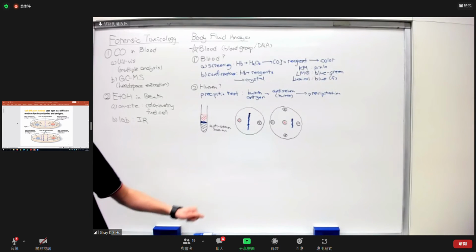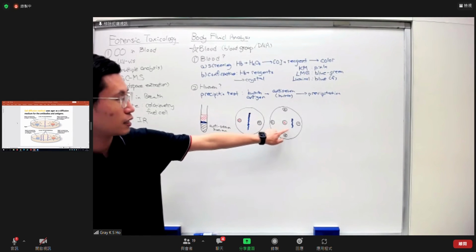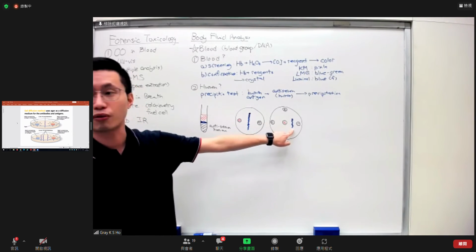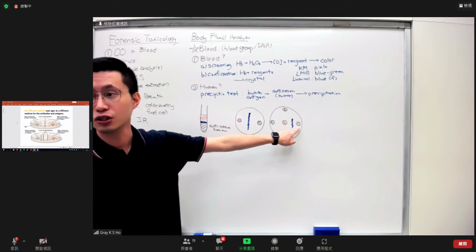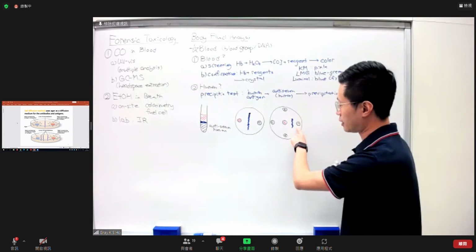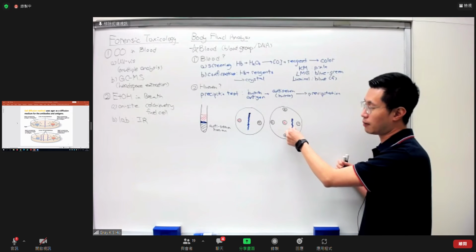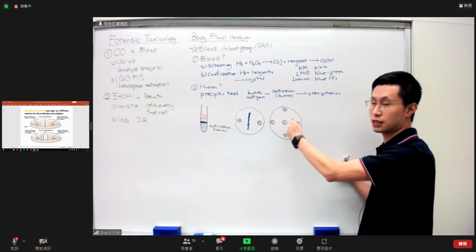Not a cat, okay, the cat that is somehow located at the left-hand side. So right now we are seeing the line of precipitation on the right-hand side. So it should be a rabbit. Okay, so the rabbit anti-serum that is put at the right-hand side. So if they meet each other, then they match, then you can see the line of precipitation.